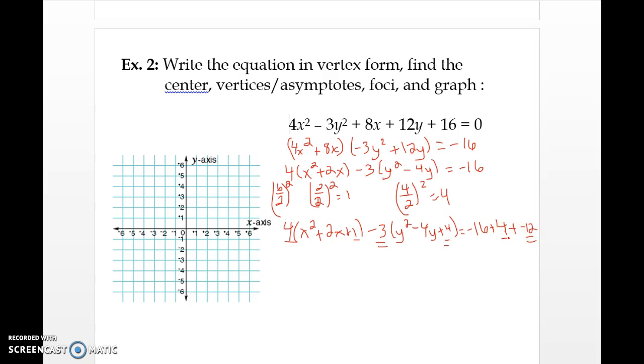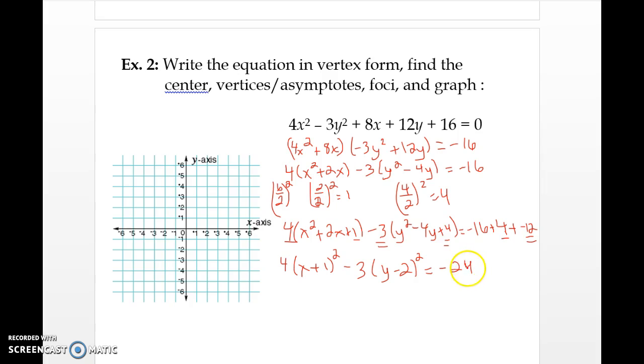So make sure you're multiplying that outside number times the constant inside before you add it over. And don't forget that sign for that middle one. Simplifying, I can factor my x parenthesis to be x plus 1 quantity squared, and your y parenthesis, y minus 2 quantity squared. Negative 16 plus 4 minus 12 gives you negative 24.